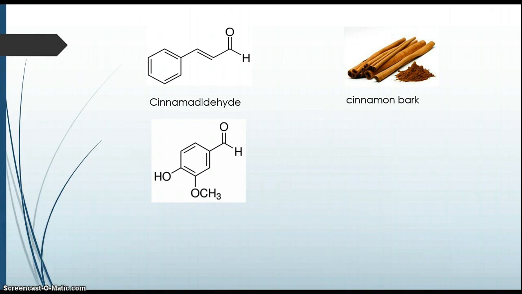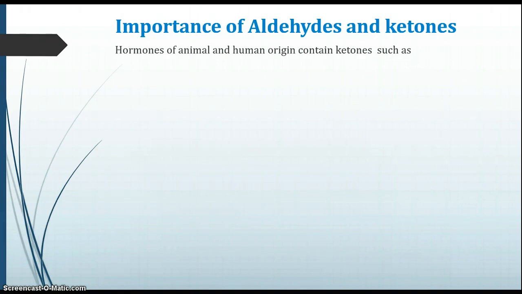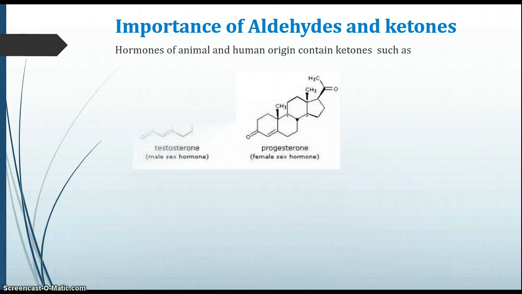An interesting application of cinnamaldehyde is in cats and dogs repellent spray. An important aldehyde is vanillin, which is obtained from vanilla beans. Vanillin is used as flavoring agent in many desserts and ice creams. Ketones are also very important for us, as most of the hormones of animals and humans contain ketonic functional group. For example, testosterone, which is a male hormone, and progesterone, which is a female hormone, both contain ketonic functional group.